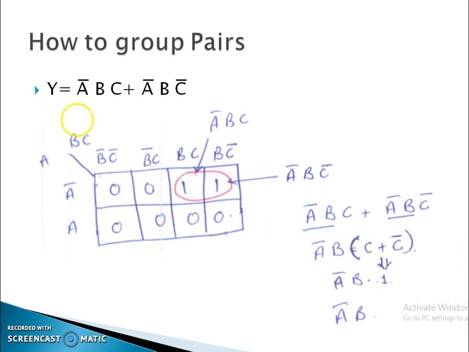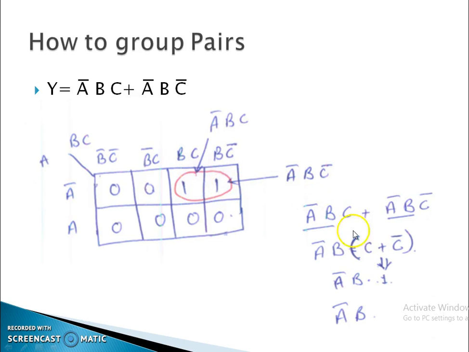Now how we will make the pairs? Suppose this is our Boolean function, a complement b c plus a complement b c complement. How we will enter it? We will make entry 1 in the block of a complement b c. This is the block of a complement b c. This is the block of a complement b c complement. We have made entry 1 1 here. So these ones are adjacent, so we can make a pair of it. After pairing this one, how we will give the minimized expression of this pair?